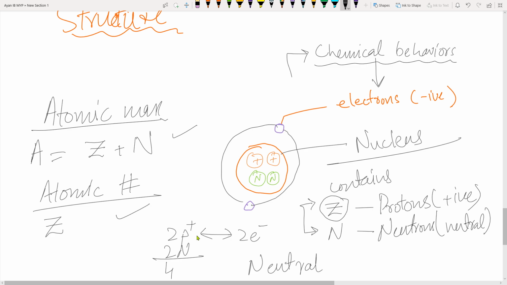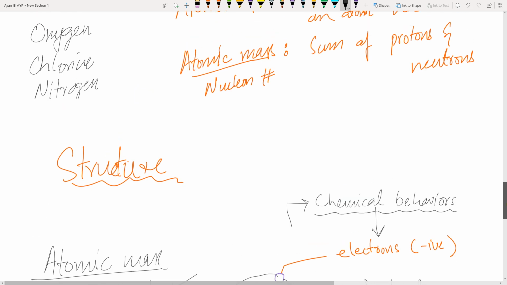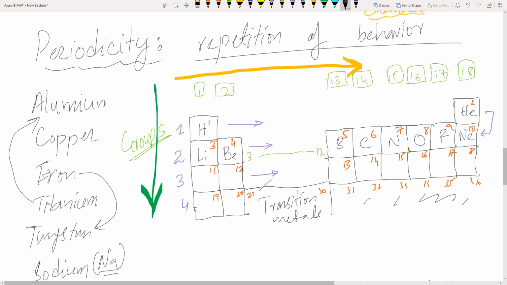So it is neutral because all the positive charge is equal to all the negative charge in the atom, right? And the neutrons have none, so they equalize. All the positive and negative should be equal, okay? So once we started discovering elements, we identified them.